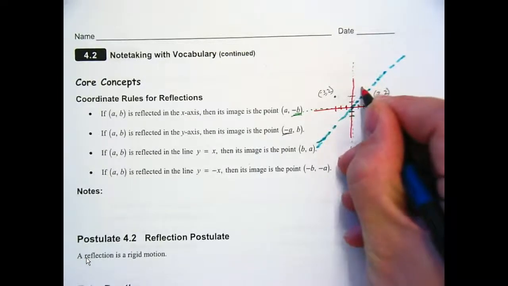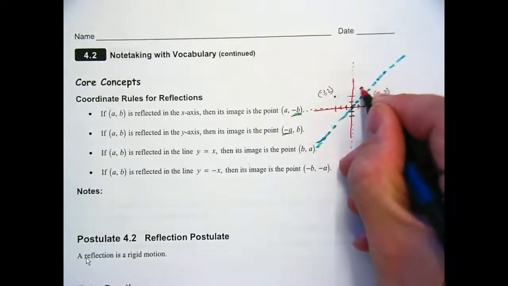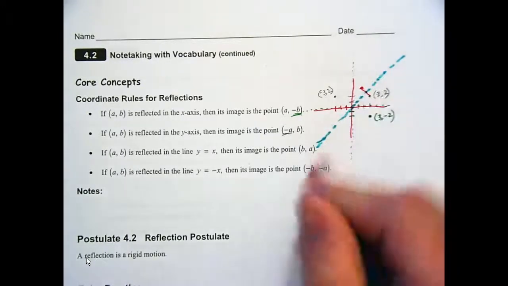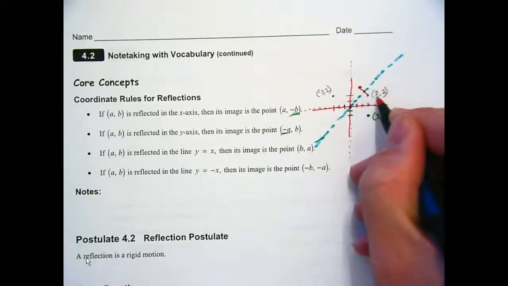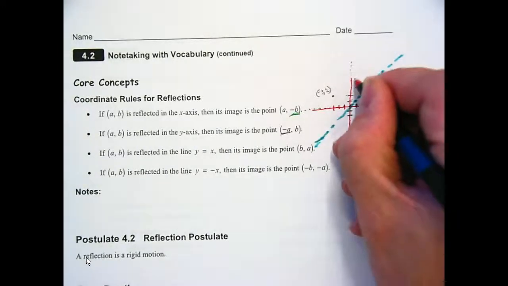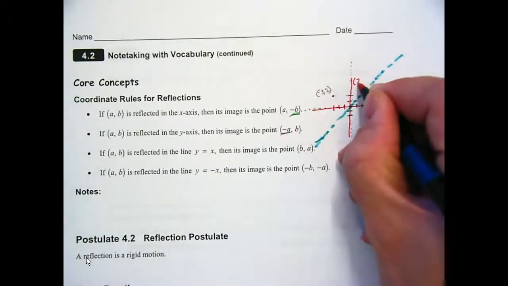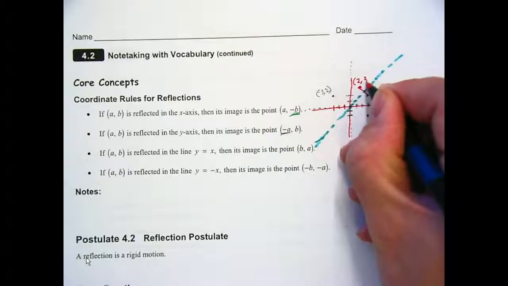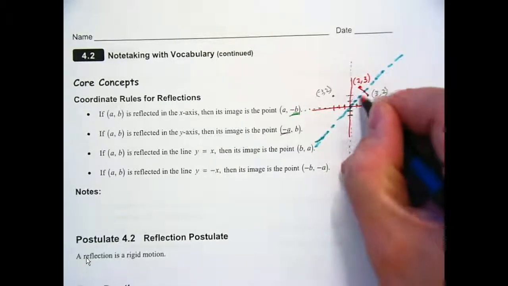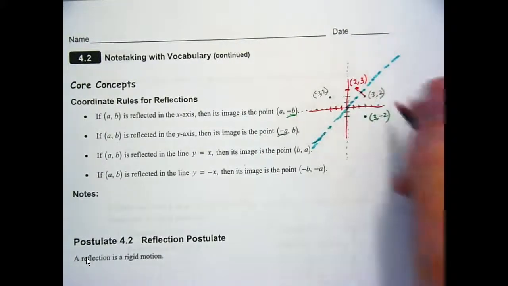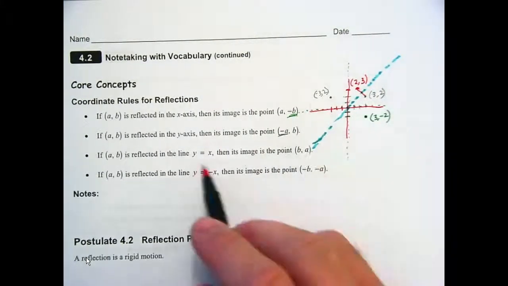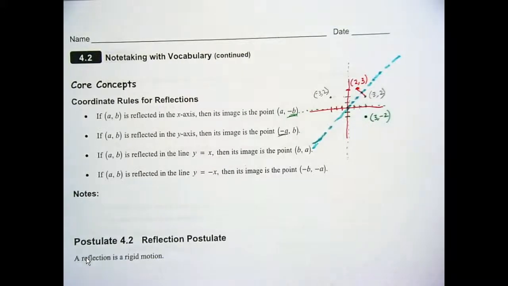Now we could do a bunch of these and explore it, but really what happens is your B and A switch. What was B, your x value, is now your y value, and what was your y value is now your x value. That goes to the ordered pair 2, 3. So x and y switch when you reflect across y equals x.